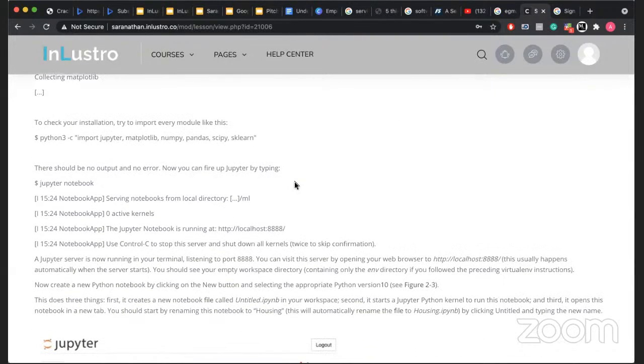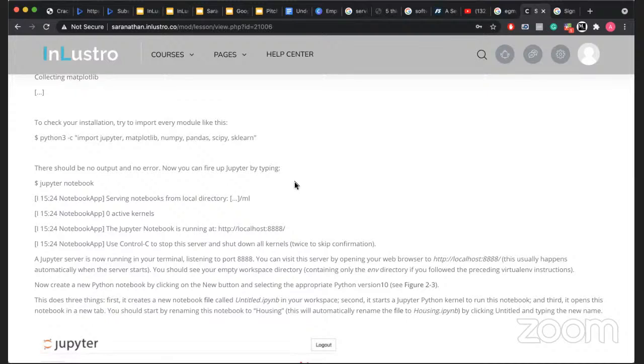As the libraries have been installed, all you need to do is just fire up the command jupyter notebook. The Jupyter server is now running in your terminal, probably on port 8888. You visit the server by just opening the web browser to localhost:8888. This automatically happens when you run the command, and you see the empty workspace directory. So now you create a new Python notebook by clicking on the New button and selecting the appropriate Python version. It creates a new notebook file called Untitled.ipynb in your workspace, starts a Jupyter Python kernel to run the notebook, and opens this notebook in a new tab.